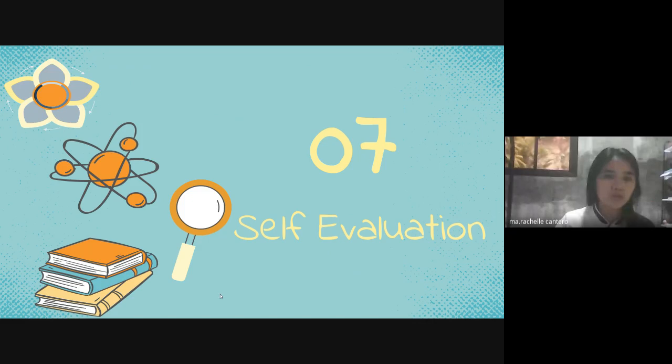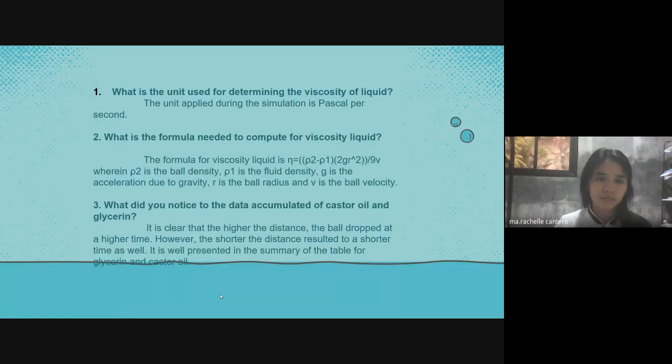So for the self-evaluation, the first one is: what is the unit used for determining the viscosity of a fluid? The unit applied during the simulation is Pascal second. Next is: what is the formula needed to compute the viscosity of a liquid? The formula is density 2 minus density 1 times 2 times gravity times radius squared, all over 9 times b, wherein density 2 is the ball density, density 1 is the fluid density, g is the acceleration due to gravity, r is the ball radius, and b is the ball velocity.